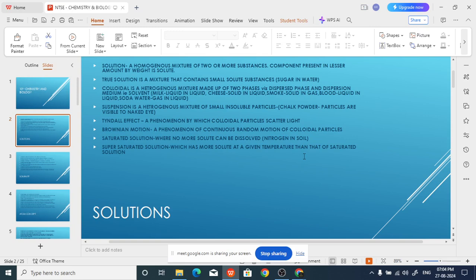Suspension is a heterogeneous mixture of small insoluble particles. Some powders do not dissolve, so they will be suspended. They may be on the top surface of the liquid or the solvent. For example, if you put chalk powder in water, what will happen? It will be floating on the water.